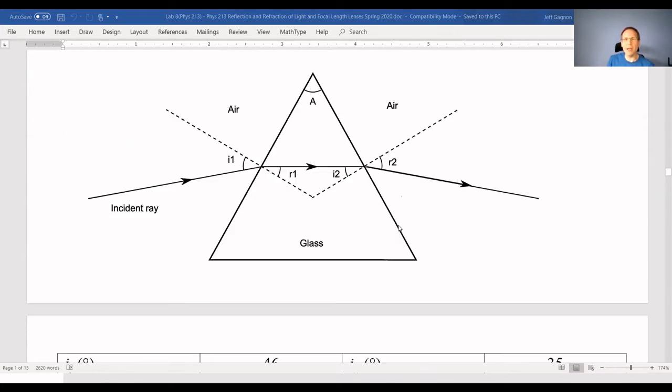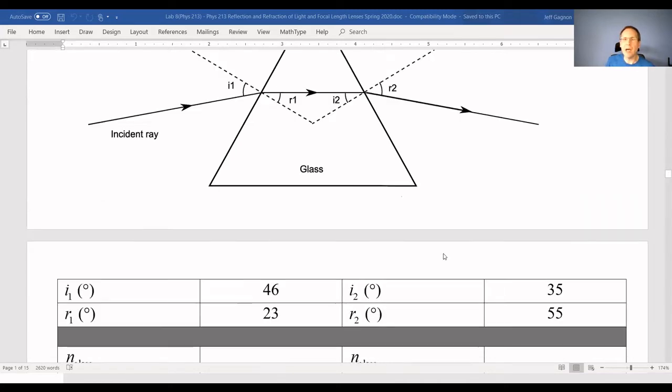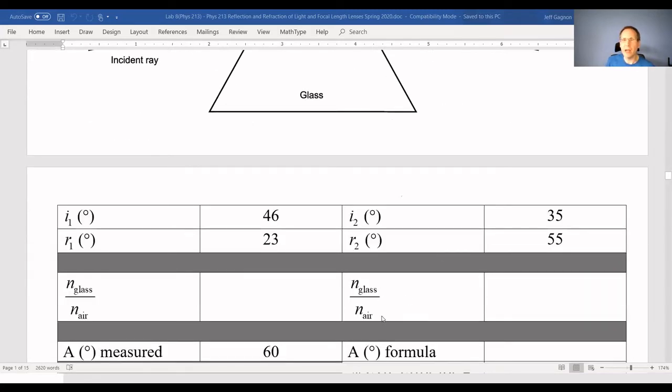Then for the second phase, think of this as n glass times sine of I2 equals n air times sine of R2. So again, we're just using Snell's law. So if I solve for n glass over n air, in this case, I'm going to get this is equal to the sine of R2 divided by the sine of I2. Okay, so the i's and r's kind of switch roles in this case. So this would be the sine of R2 over the sine of I2, and that'll give you that value.